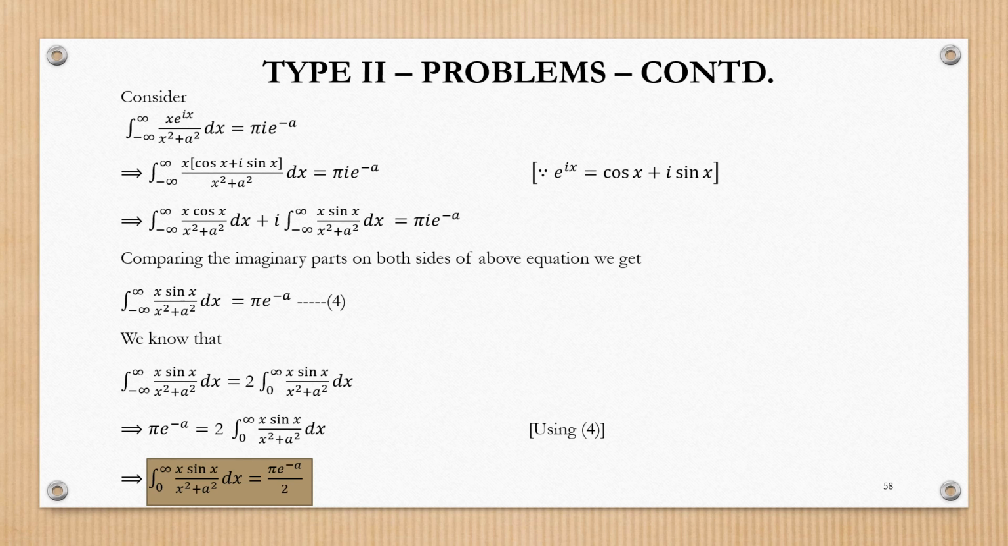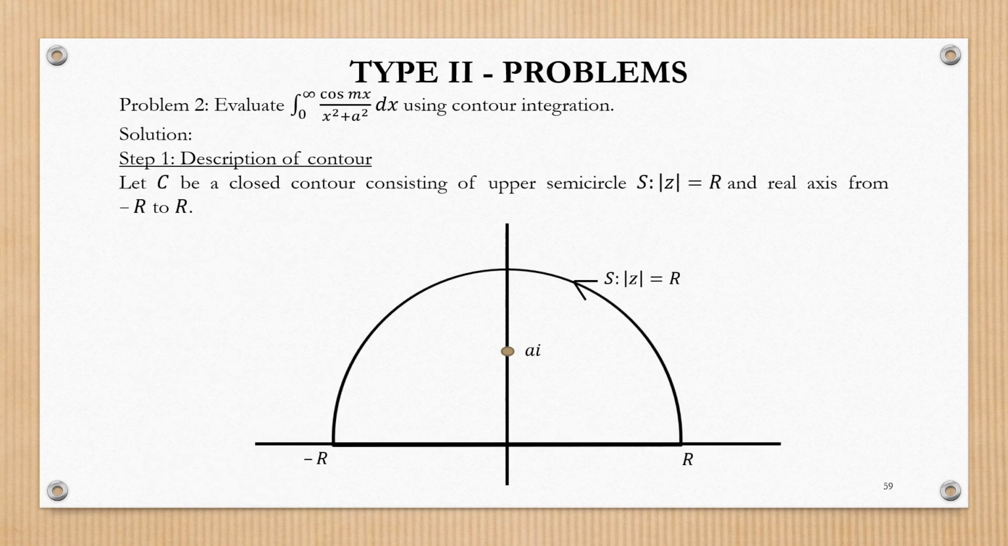We replace equation 4, 2 is brought on to the left hand side, then we write the integral on the left and the numerical value on the right to get the final answer represented by the box in slide number 58. A similar example has been taken in the third problem. It is given as problem 2. It's actually problem 3. Please make a note of that change.